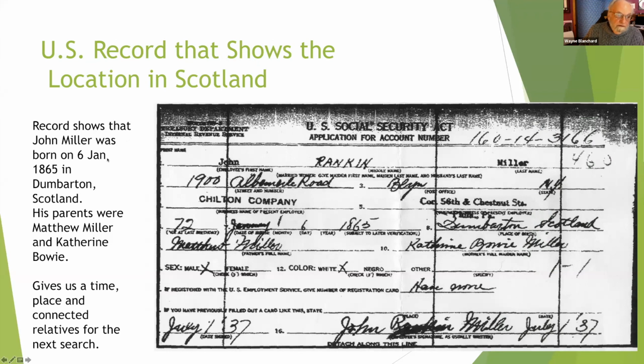It shows when he was born in 1865, that he was born in Dumbarton, Scotland, that his parents are Matthew Miller and Catherine Bowie. So now I have a maiden name to go with Matthew and Catherine. So it gives us a time, a place, and some connected relatives in terms of doing further searching. So I was really happy to find this one.